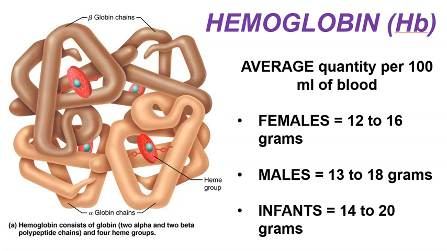So for scale, 6 pennies weighs about 15 grams. That is, each penny weighs about 2.5 grams. So that gives you an idea of roughly how much hemoglobin is in a 100 milliliter sample of blood.